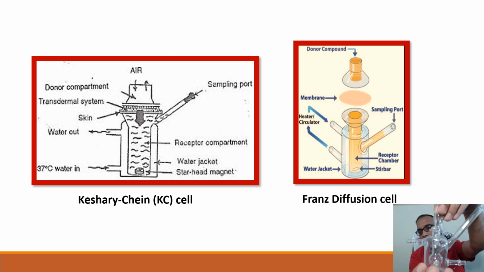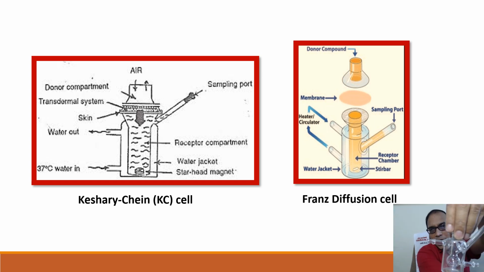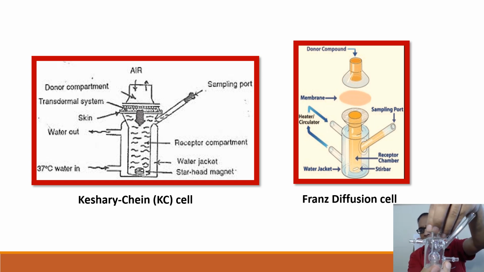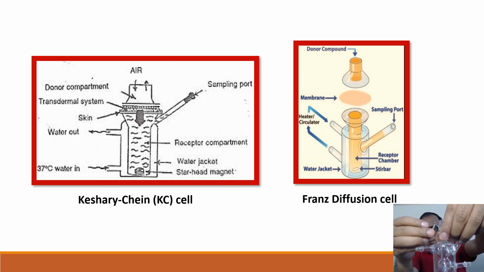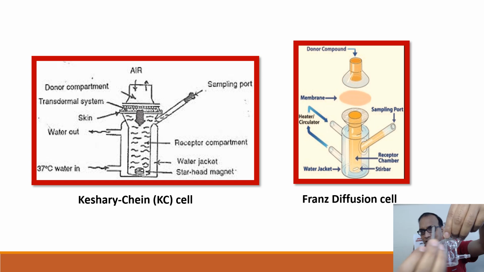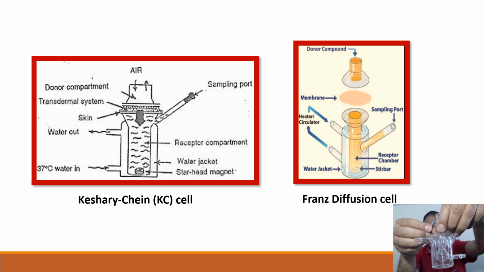Okay, as you can see, this is a donor compartment. The donor compartment can be clipped with the help of some clips, and when these are in place, with the membrane kept in between them, we can clip them together. As you can see, these are the clips, and the clips can be hung at the receptor compartment. The donor compartment is packed with this.